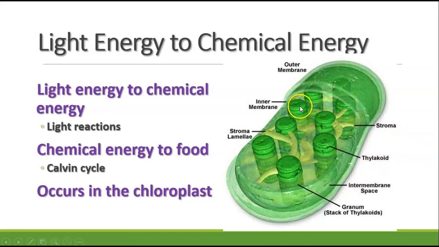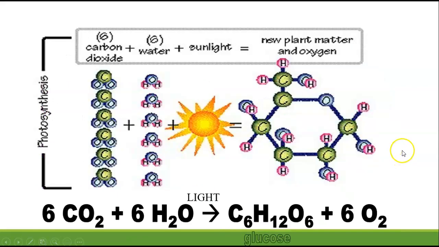There are thylakoid membranes inside the chloroplast, which are stacks of sac-like membranes called thylakoids. There is a cytoplasm part of the organelle called the stroma. Some of the reactions, the light-dependent reactions, occur in the thylakoid membranes, and the light-independent reactions, or the Calvin cycle, occur in the stroma.